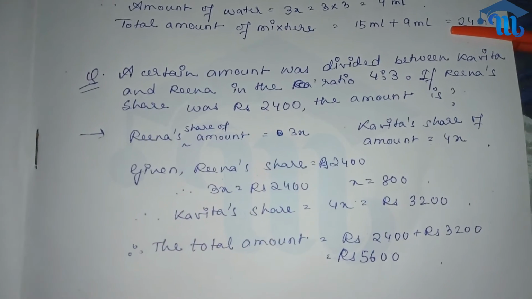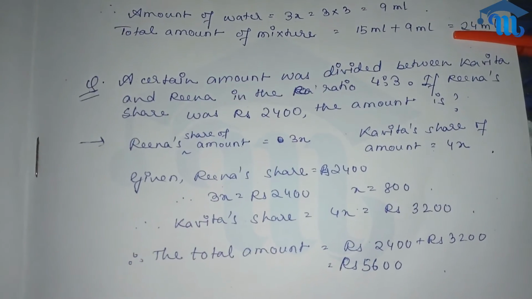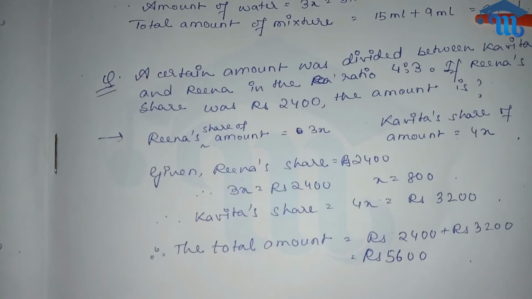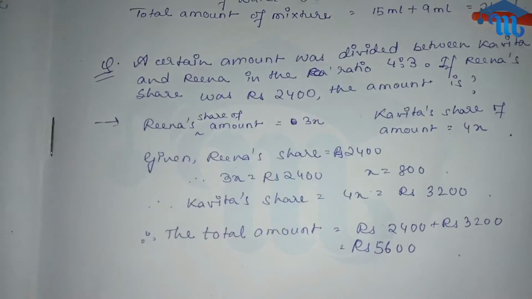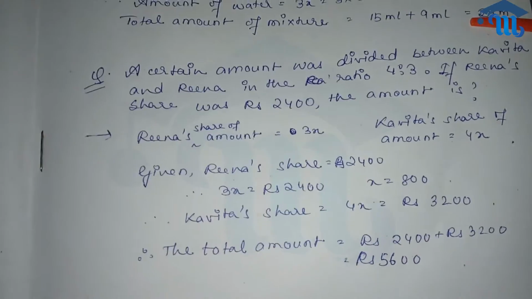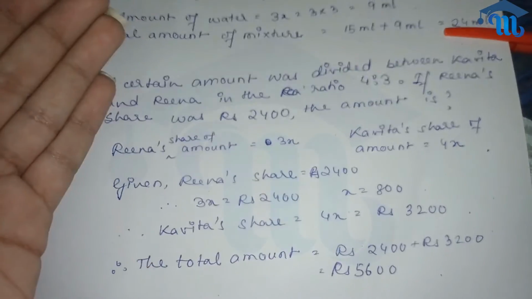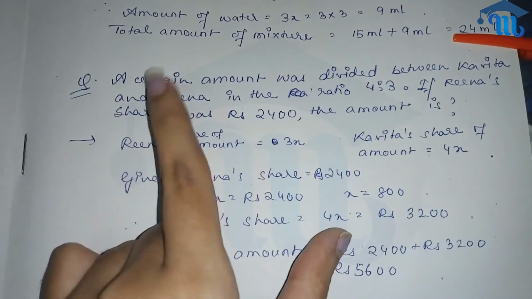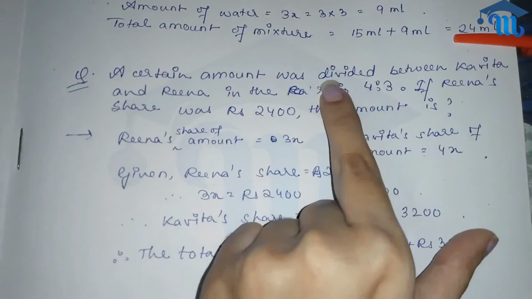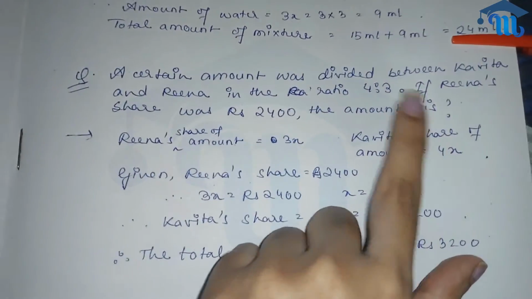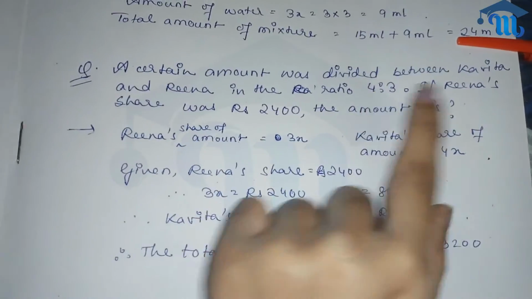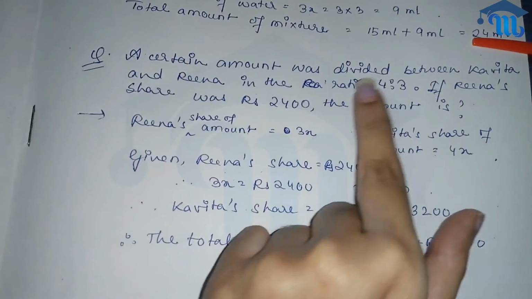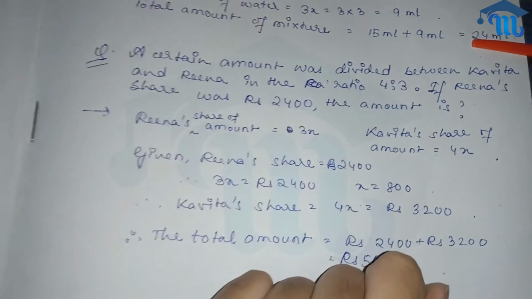This question is the same as the previous one, but solving this will give you a better understanding. And there is an alternative method to solve this question also. I'll explain that too. So first we see the way we have solved the previous sum. Kavita and Reena, 4:3 means Kavita has 4 parts, Reena has 3 parts. Do not confuse that Reena has 4 parts and Kavita has 3 parts. Kavita is to Reena as 4:3. So Kavita has 4 parts and Reena has 3 parts.